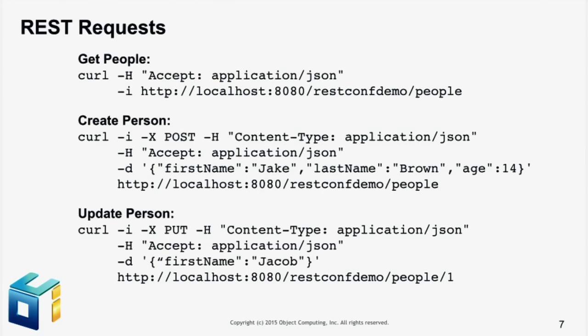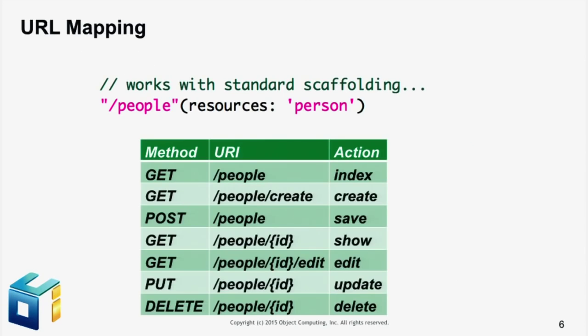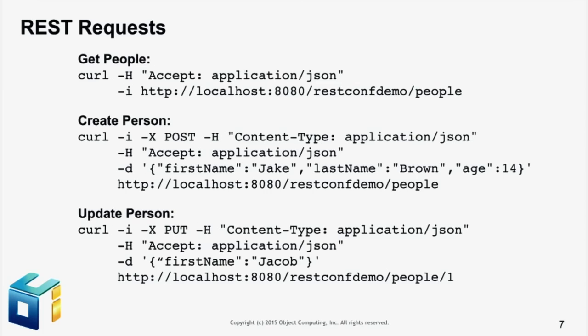So now I can send requests to the application that look something like this, right? Remember my URL mapping is /people, and I want to retrieve a JSON representation of all of the people that are in the system. So that first curl command there will do that. I'm sending a request to /people, and I'm specifying an accept header that indicates how I would like the response formatted. So if I change that accept header to application/XML, then I'll get XML back. As written, I'll get JSON back, right?